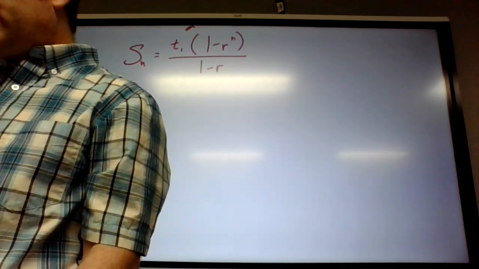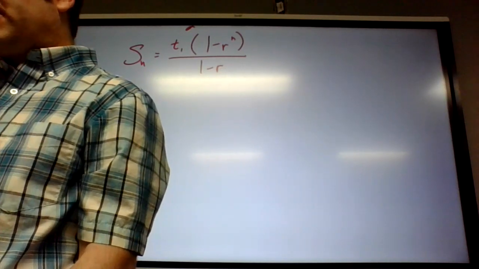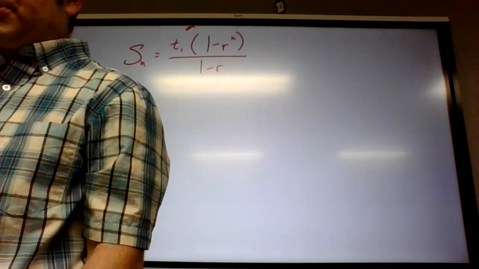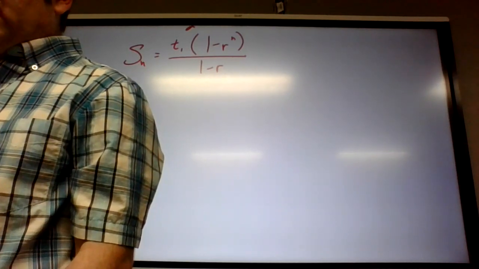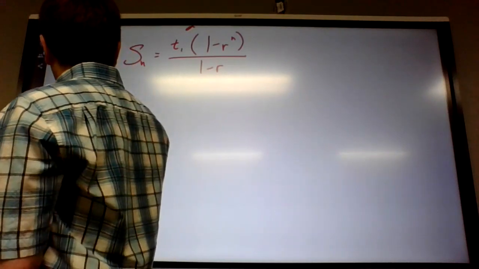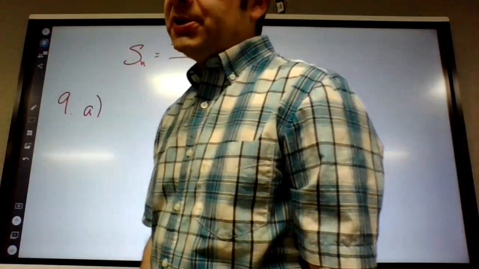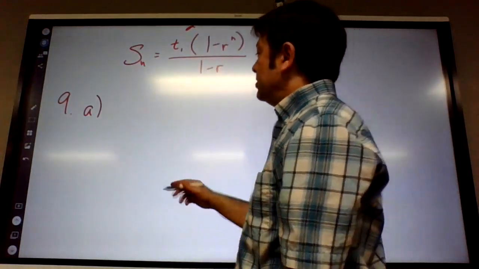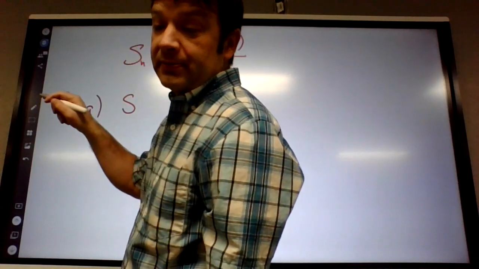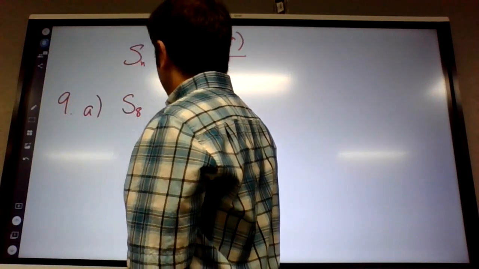Okay, so on number 9, they're just telling us what the r is, the common ratio. It's a number that gets multiplied over and over. For 9a, they want us to use 1/2, and we're starting with t sub 1 equals 8. Also they want us to find s of 8. It says that in the problem.